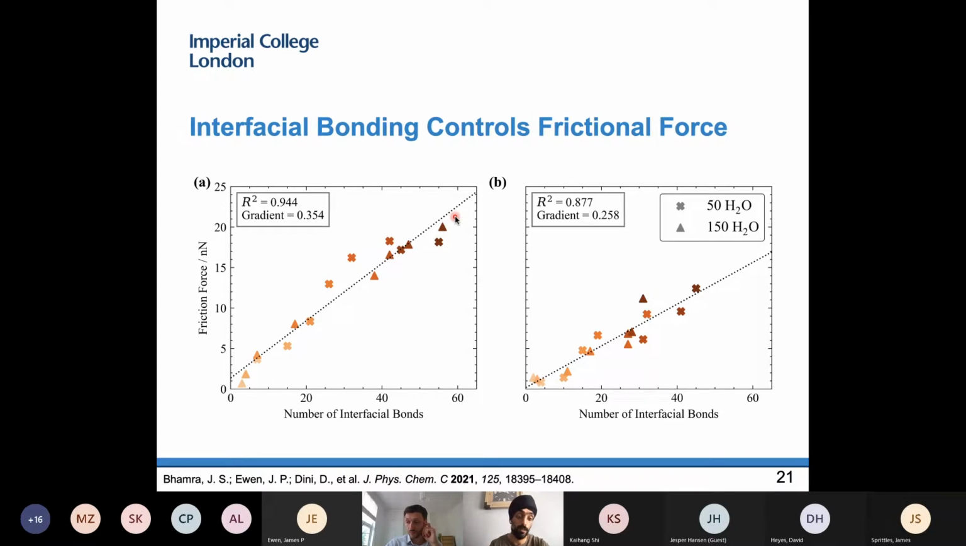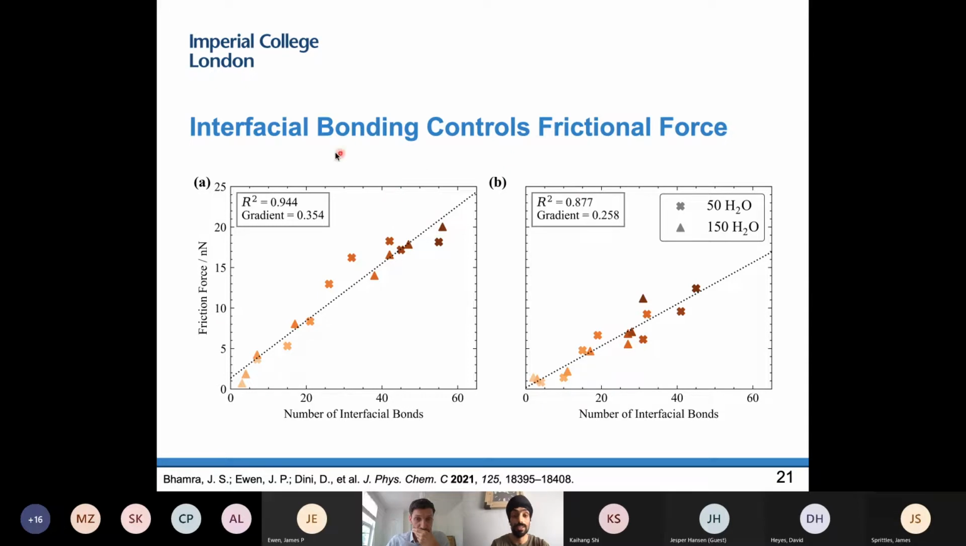Just to further emphasize that friction is governed by interfacial bonding, we can see here that the mean number of interfacial bonds was correlated with the mean friction force for the different systems and conditions we studied. For the water present systems, so this is A, 50 water molecules, and B, 150 water molecules, we see that the mean friction force increases approximately linearly with the mean interfacial bonds for both diamond and calcite and diamond and quartz.